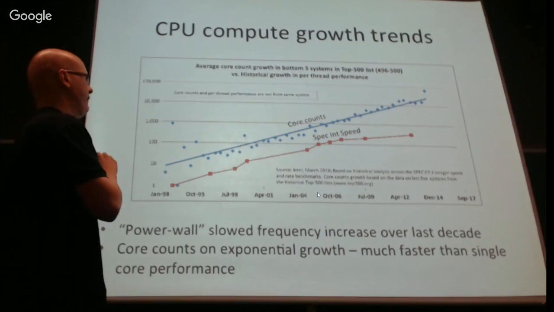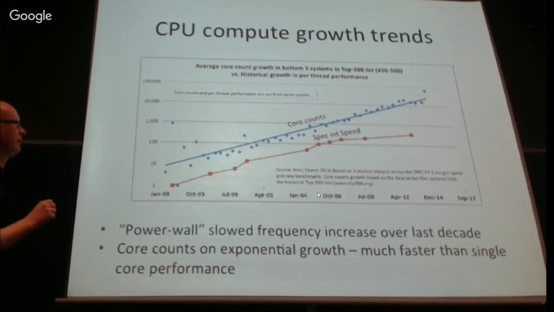I've gone for the lower part of the top 500 list, and you can see that there's been a really, really dramatic increase in core count since 1993 or thereabouts. So you're going from 10 cores in 93 up to about over 10,000 cores in the bottom 4 of the top 500 list as of today.